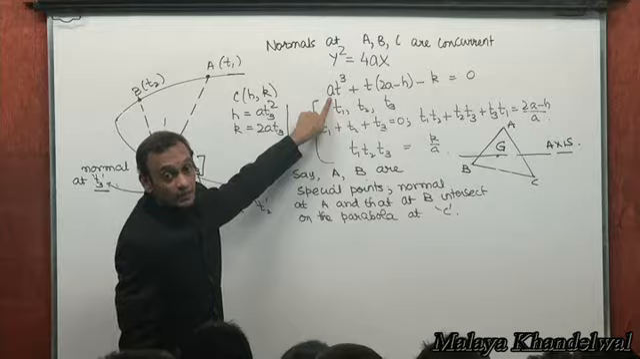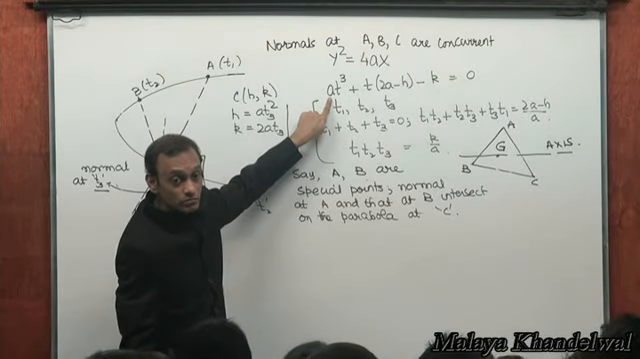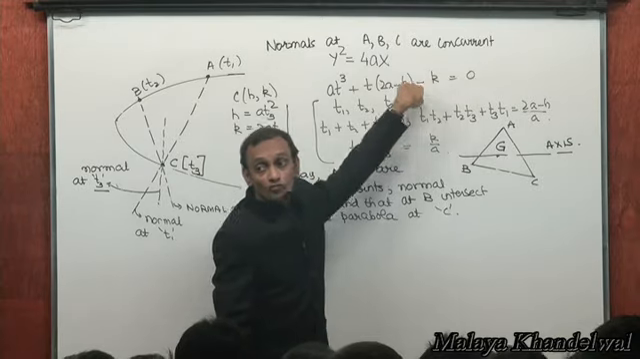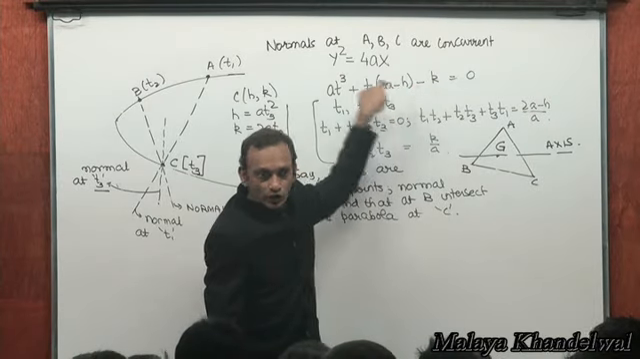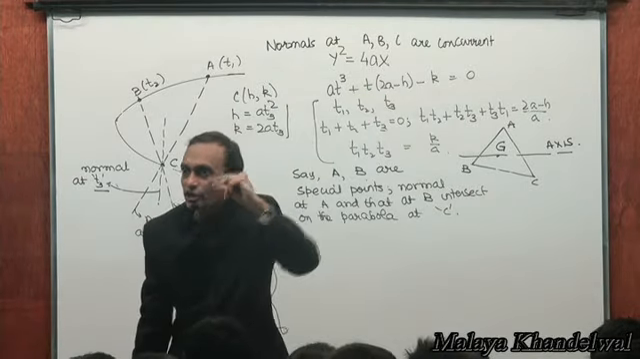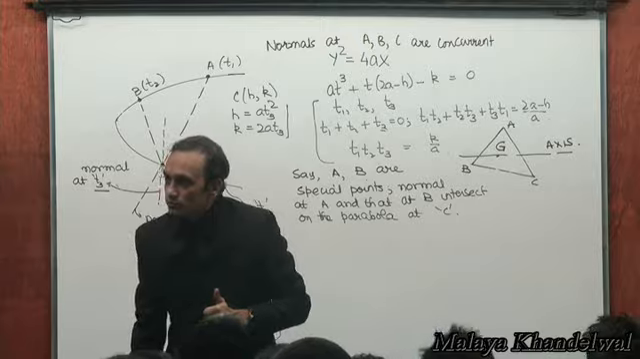So HK, the coordinates of C, will satisfy this condition. This gives me what? The feet of the three normals drawn from HK to the parabola. This gives me T1, T2, T3, the feet of the three normals drawn from HK to the parabola. Yes or no? Yes, sir. Right.